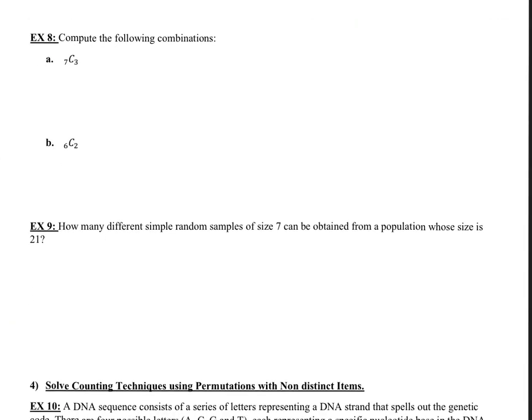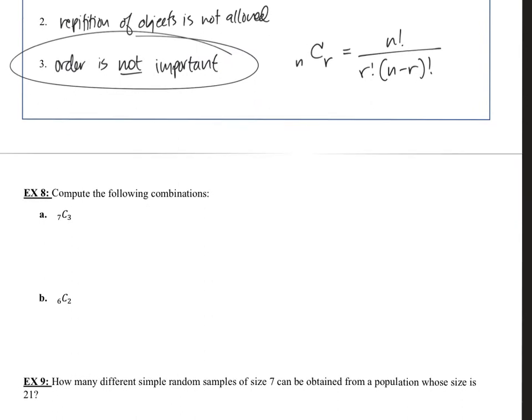So let's take a look at example 8. Compute the following combinations. Actually, let me bring this down. For this, what is n? n is 7, and r is 3. Filling this out, we get 7 factorial divided by 3 factorial times n minus r, which is 7 minus 3 factorial. That comes out to 7 factorial all over 3 factorial times 4 factorial.